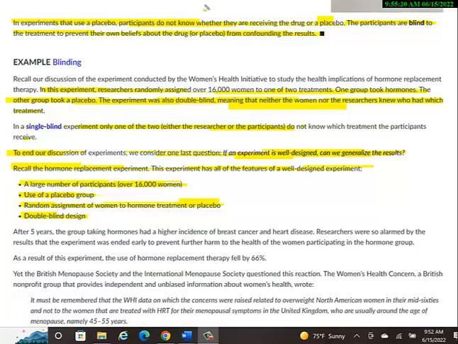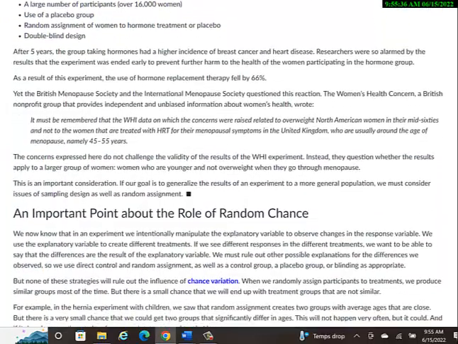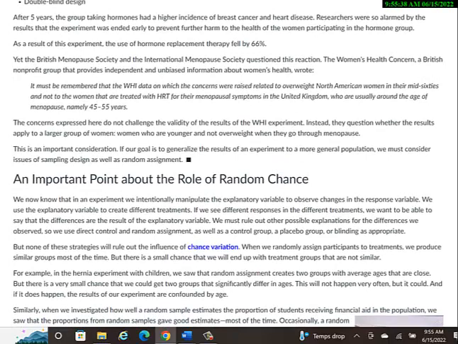So the women getting the placebo or the actual treatment didn't know whether they were getting the placebo or the treatment. After 5 years, the group taking hormones had a higher incidence of breast cancer and heart disease. Unfortunately, researchers were so alarmed by the results that the experiment was ended early to prevent further harm to the health of women. As a result of this experiment, the use of hormone replacement therapy fell by 66%. I would have thought it would fall more than that, but okay.